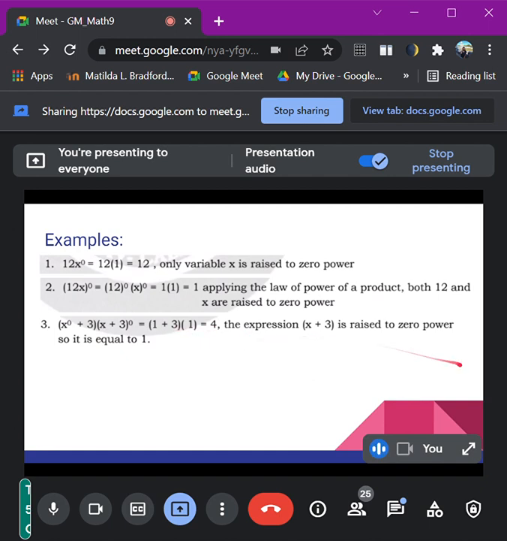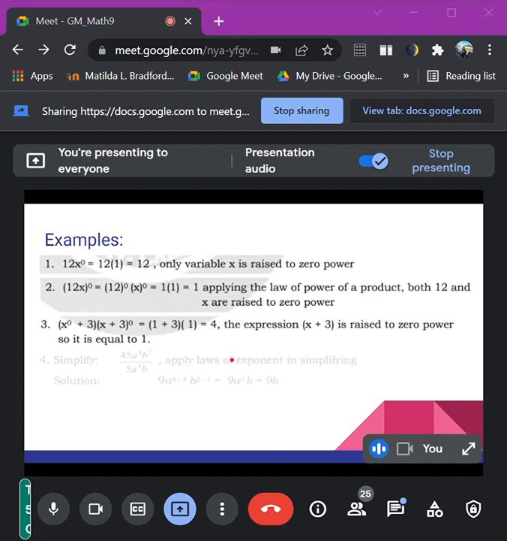So you have there the expression x plus 3 raised to a power of 0. So it is equal to 1, because it has a power of 0. So it is equivalent to 1. So that is your example number 3.